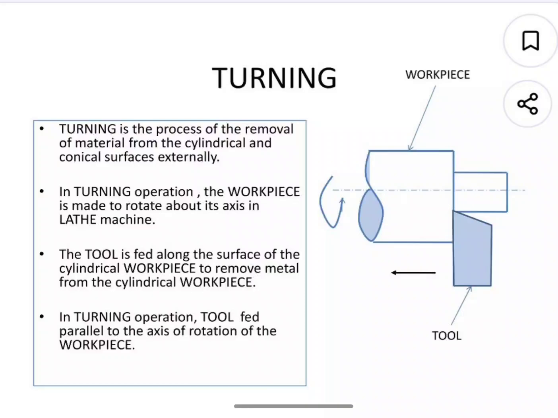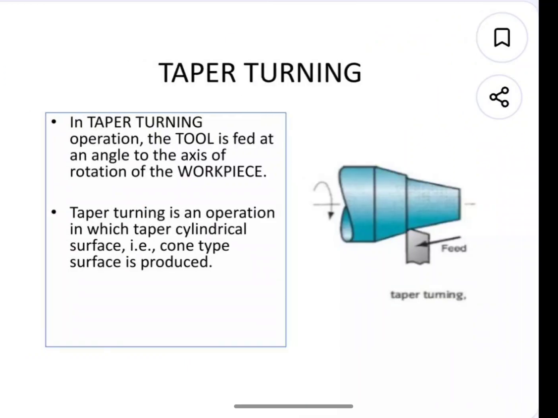Turning. Turning is the process of removing material from the cylindrical and conical surface externally. In the turning operation, the workpiece is rotated about its axis on the lathe machine. The tool is fed along the surface of the cylindrical workpiece to remove the metal. In the turning operation, the tool feed is parallel to the axis of rotation of the workpiece.